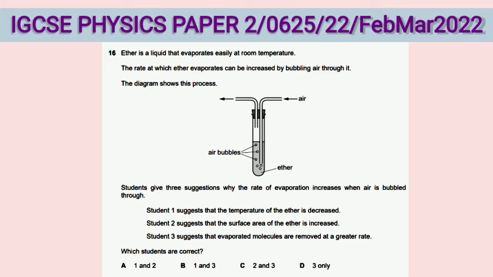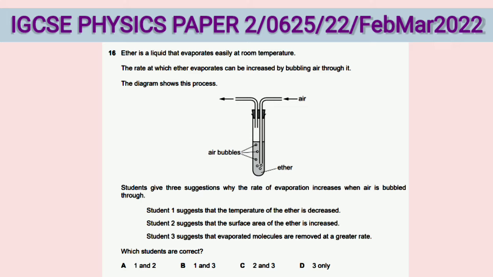Student 1 suggests that the temperature of ether is decreased. We know evaporation takes place at all temperatures, but at higher temperature evaporation will be more, at lower it will be less. So student 1 is wrong.